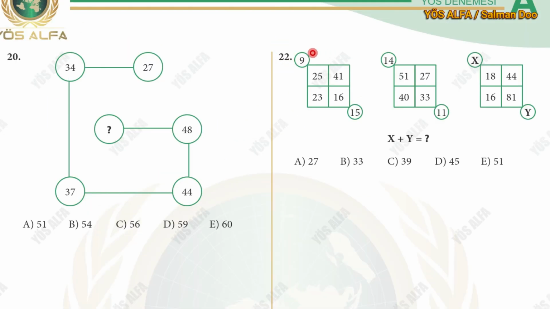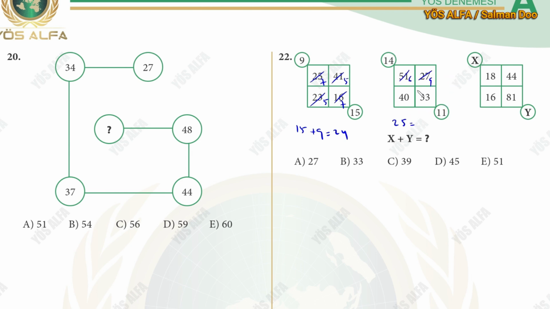22. Number figure relation. The summation of the outer two numbers is the same as the digit sum of the inner numbers. 5 plus 2 is 7, 4 plus 1 is 5, and this one is 5, and this one is 7. The summation of all these four numbers gives us 24. The summation of 14 plus 11 is 25, and the digit sum is also 25.